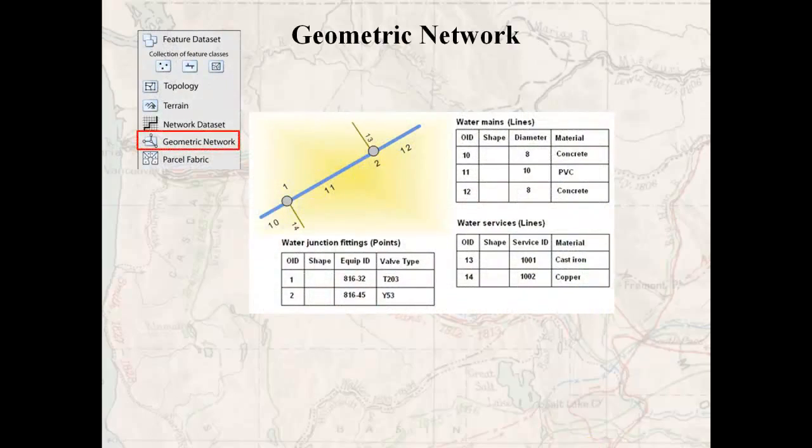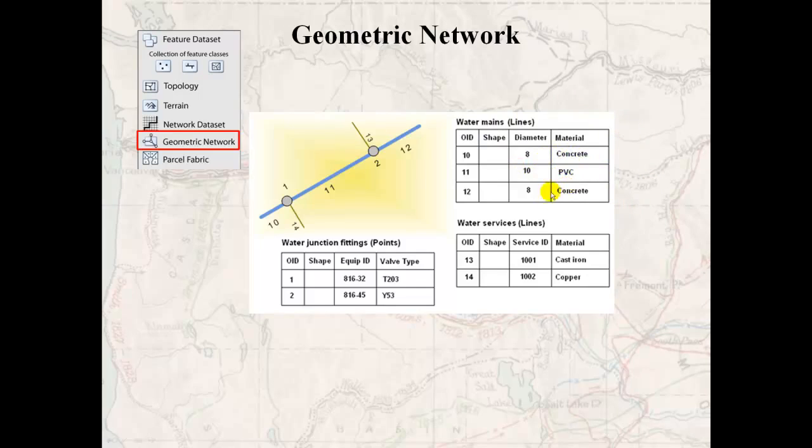Okay, here's an example of a geometric network. This is a water network, a water utility. And so you can see that there are lines, which in a network are going to be called junctions. There are water main lines, and there are water service lines going off to the individual residences. So each one of these is a feature class that's stored in a feature data set. You can see here's the shape field, so that's where all the geometry information is stored that you can pull out by doing calculate geometry and store it in fields if you want to.